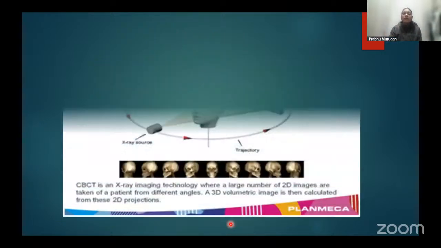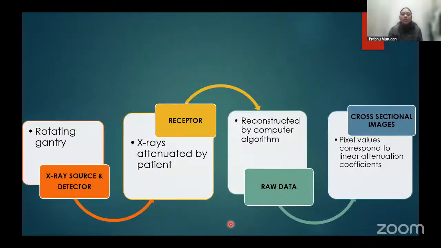Only then do you expose the patient to that particular radiation. This is what I already explained to you. The image acquisition is almost the same as that of digital X-rays. You have the rotating gantry, patient in between, X-ray source on one side, receptor on the other side. It is going to move around the patient and collect the X-ray image in the receptor.